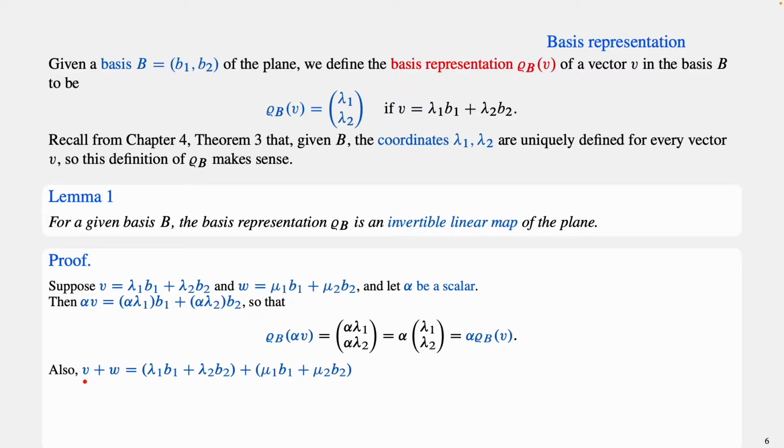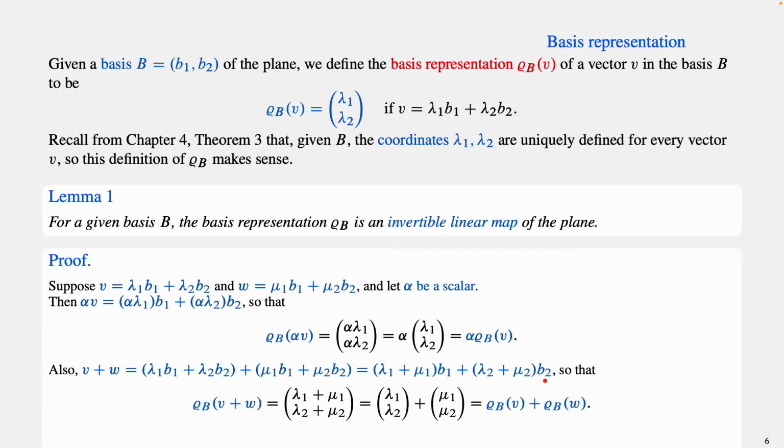And very similarly, we can show that rho b respects the addition of two vectors, so v plus w. If we plug in the linear combinations in the basis b for v and w, we get this sum here. Then we can rearrange the terms a little bit, so we get (lambda 1 plus mu1) b1 plus (lambda 2 plus mu2) b2. And from this it follows that the representation in the basis b of v plus w is lambda 1 plus mu1 in the first row and lambda 2 plus mu2 in the second row.